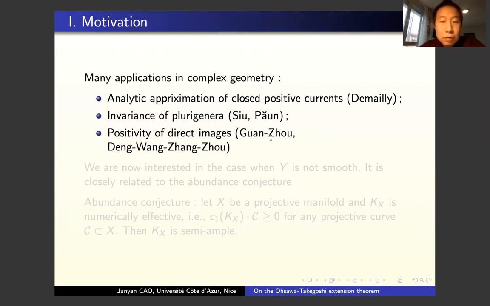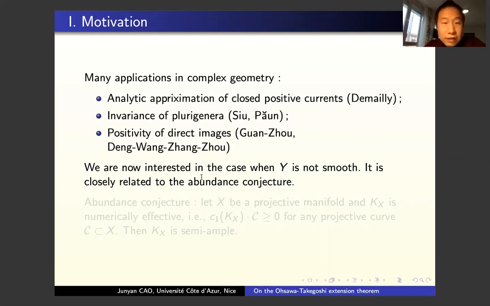And more recently, Guan and Zhou, by using their optimal Ohsawa-Takegoshi extension theorem, gave a very simple proof of the positivity of direct images. And more recently, Deng, Wang, Zhang and Zhou, by using the standard Ohsawa-Takegoshi extension theorem without optimal constant, can also give a proof of the projectivity of direct images.